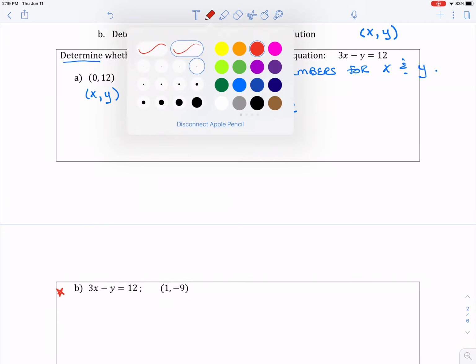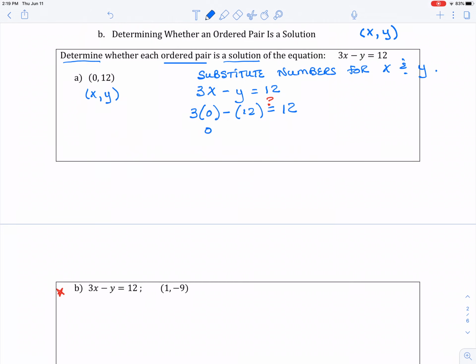So then you just do the arithmetic. 3 times 0 is 0. Subtract 12. I'm going to have negative 12 on the left. That is not equal to positive 12 on the right. So we'll say no, this point is not a solution for 3x minus y equals 12.